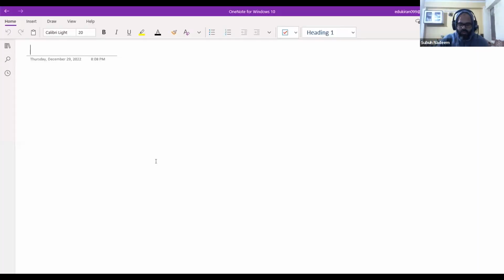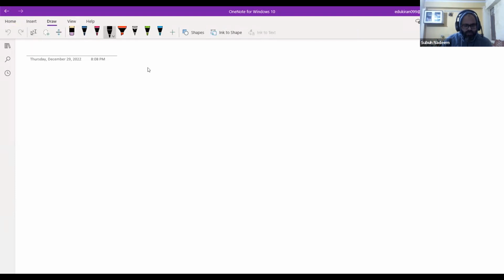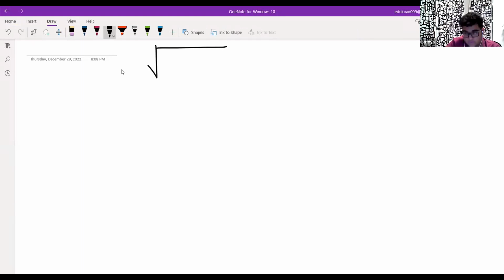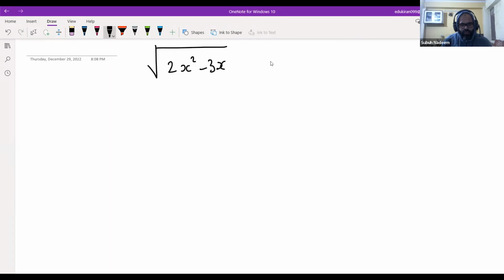Okay, so the question there was square root of, as far as I remember, it was square root of 2x square minus 3x. Yes, sir. Okay, so this is actually (2x square minus 3x) to the power 1 by 2.